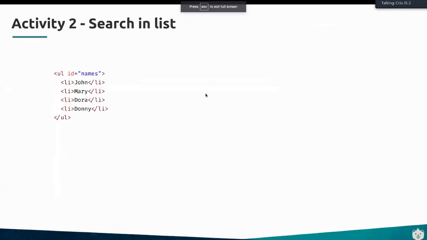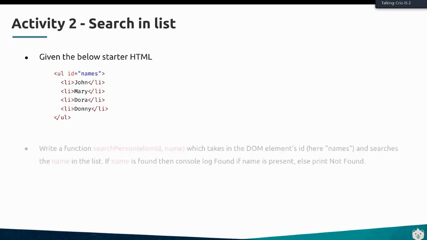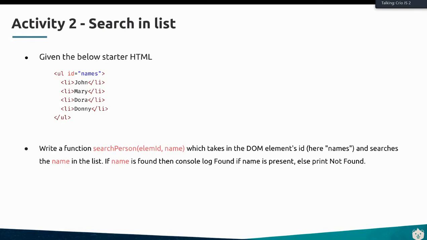Let me present my screen in a good way. There is this HTML which has an unordered list containing John, Mary, Donna, and Donnie. Now you need to create a search function which takes an element ID as an argument. So here we would pass names, and the name, like John or say Mary. The search function takes in the DOM element's ID, names, and searches for the name. If the name is present inside the li, it would console.log found. If it is not, it would say not found.